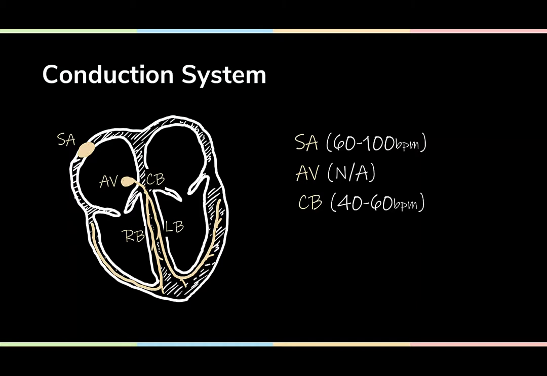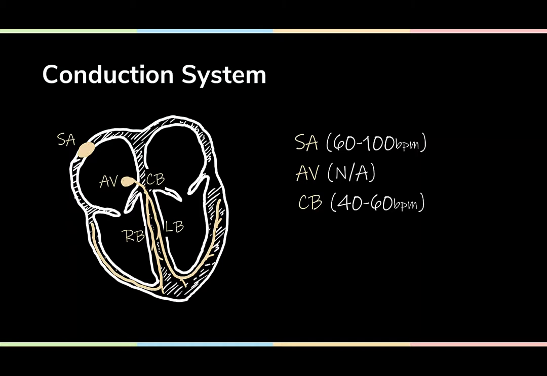And also note that all of these structures, the SA node, the common bundle, as long as there's no other downstream blocks, are capable of producing narrow beats, narrow QRS complexes, because it's actually using the entire specialized conduction system to spread to the right and the left heart.